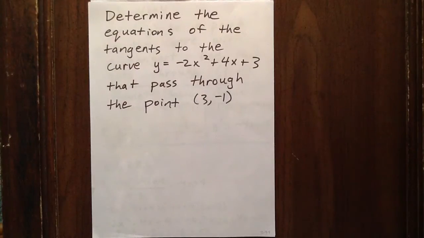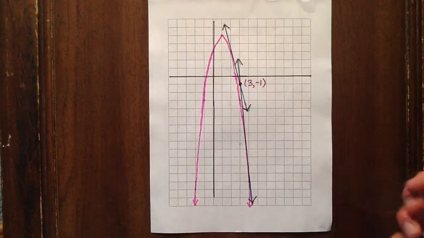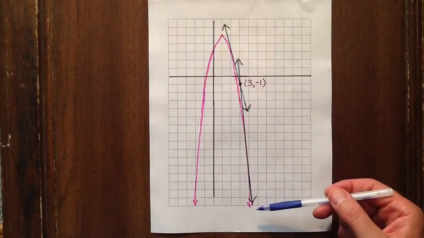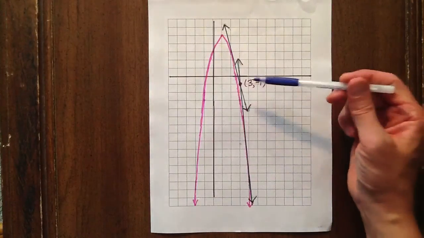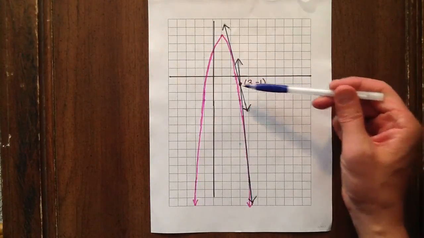In this question, we want to determine the equations of the tangents to the given quadratic that pass through the point (3, -1). That doesn't mean (3, -1) is on the curve. In fact, to fast forward to the answer, we have a parabola, y = -2x² + 4x + 3. We have a point (3, -1), which is not on the curve.